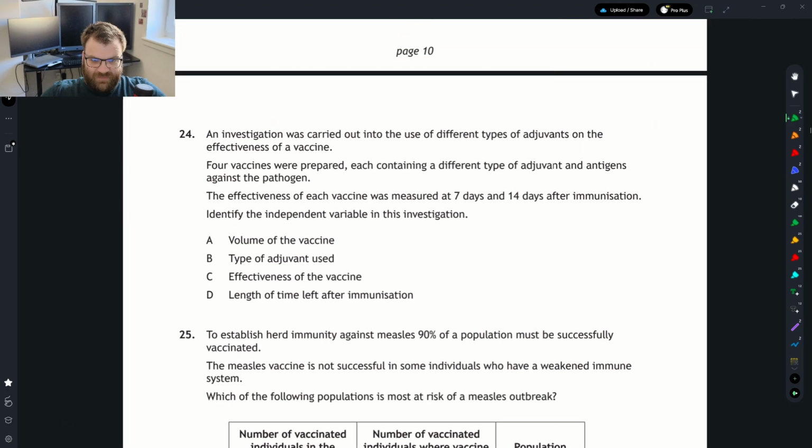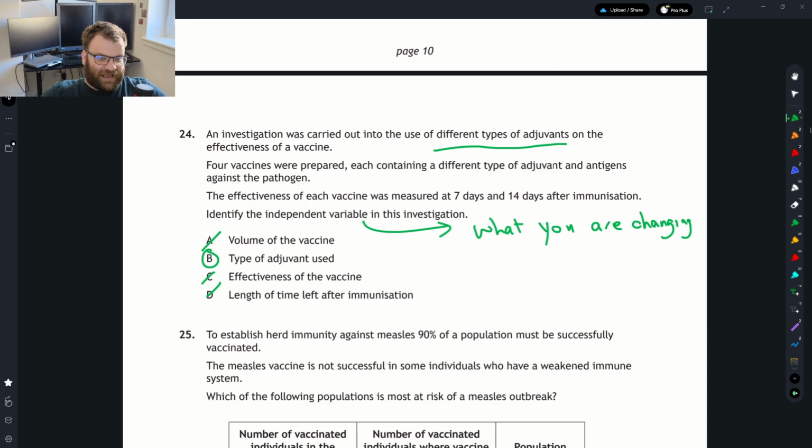Next one, we're asked about independent variable, and this is what you, as the investigator, are changing. So what we're doing, investigation carried out into the use of different adjuvants. That means the type of adjuvant would be your independent variable. And adjuvant's the thing that enhances the immune response.